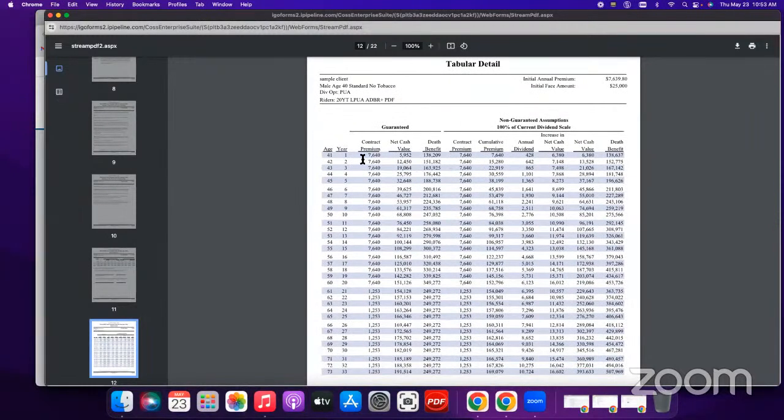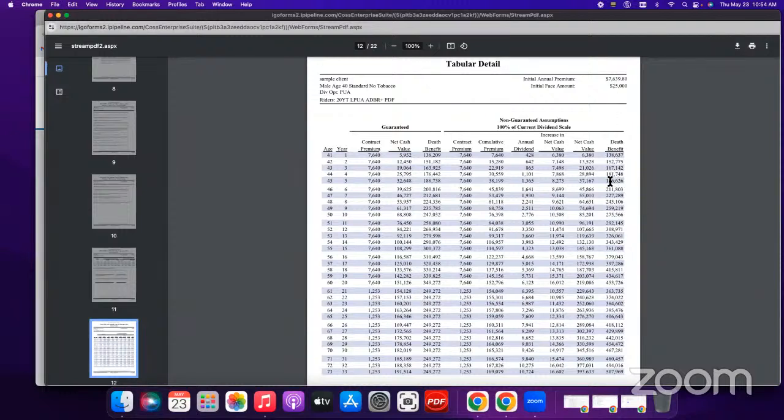Okay, so here we go. First year, 7,640 in, and you'll notice 6,380 in net cash value. First year. Okay, pretty good. Death benefit is only 138. Lafayette has a lot lower minimum death benefit. You'll notice up here it is 25,000.